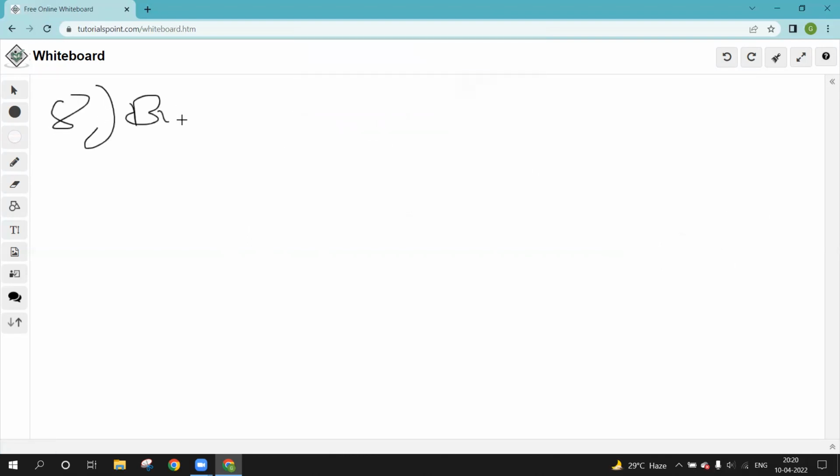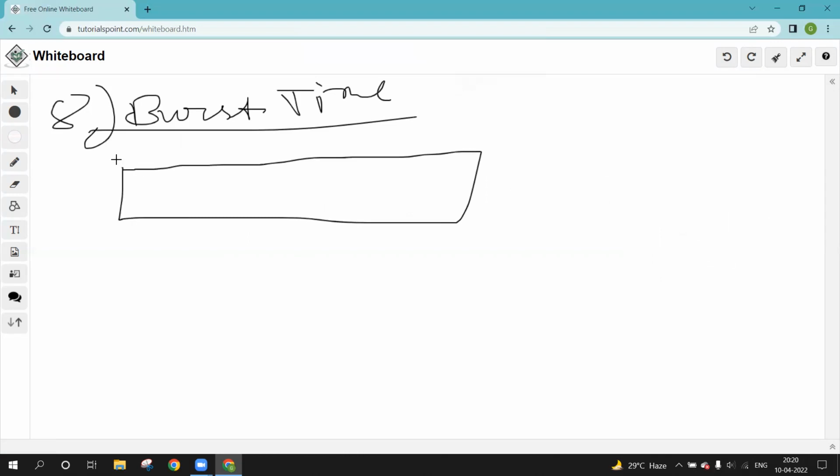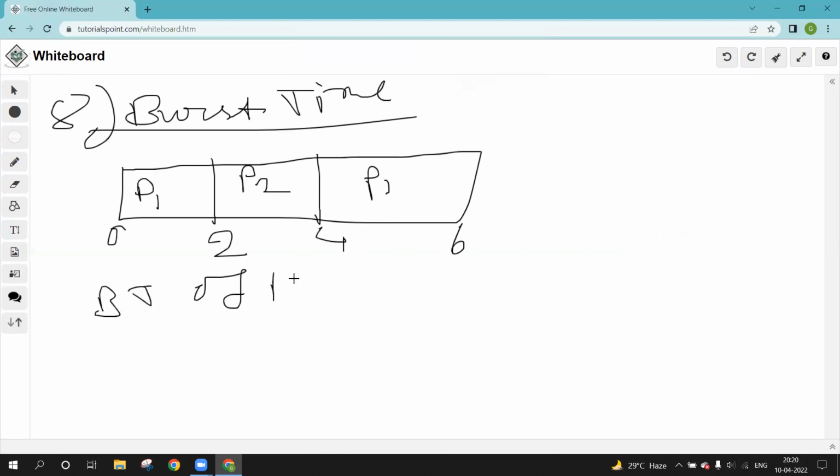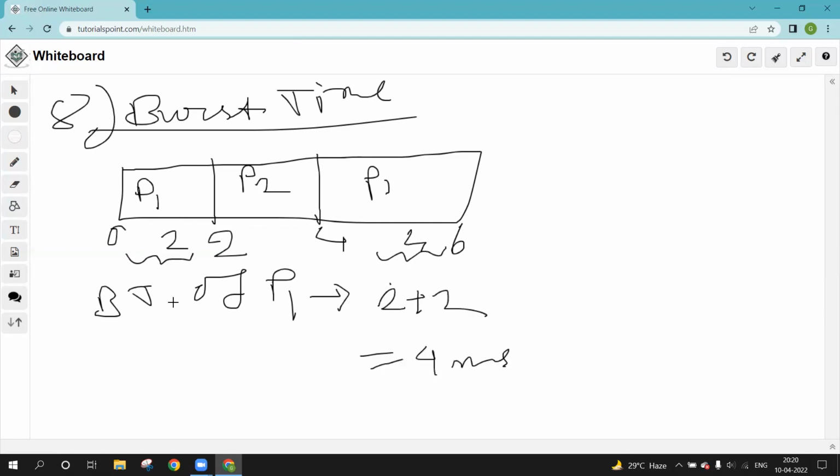The next thing is burst time, BT. Burst time means total execution time. Suppose P1 runs from 0 to 2, then P2 from 2 to 4, and again P1 from 4 to 6. So the burst time of P1 is 0 to 2 and 4 to 6, that is 2 plus 2, which is 4 milliseconds. The burst time for P2 is 2.